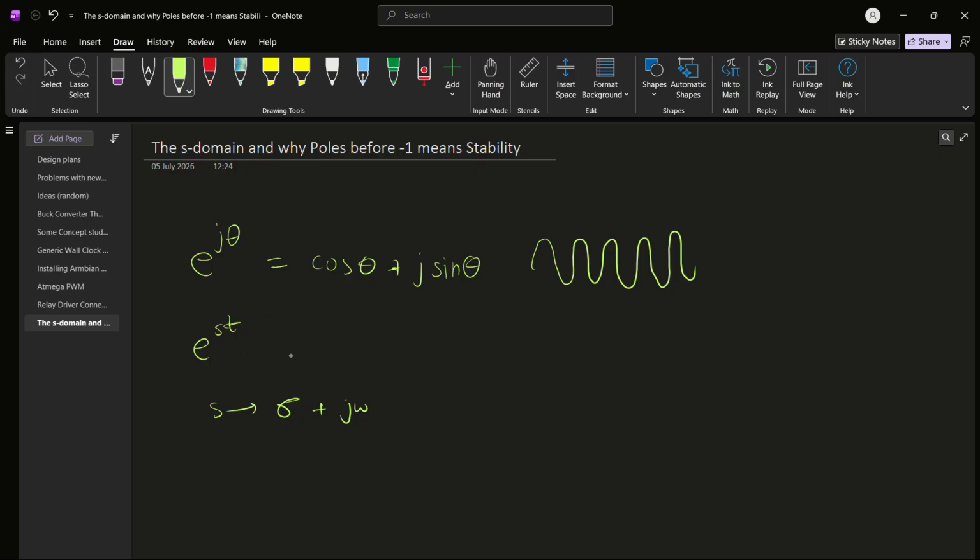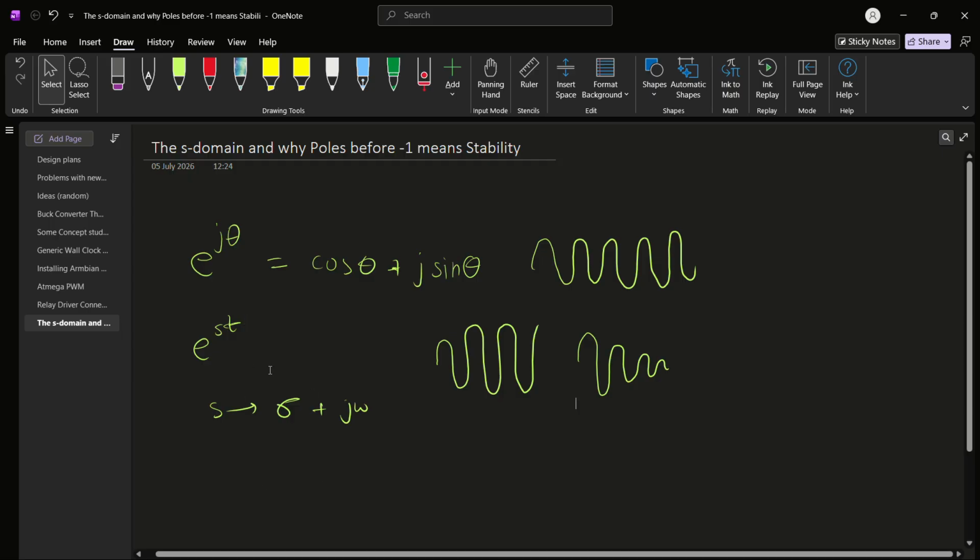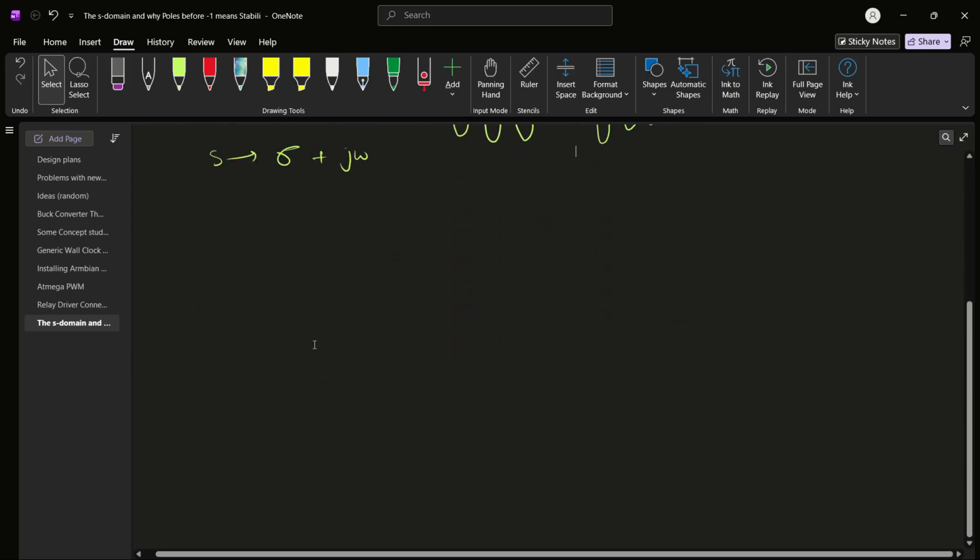That is, with e raised to st, we can define a rising oscillation or a decaying oscillation. So that's the flexibility we are given. That's the flexibility Laplace added. And this mainly originated because of differential equations.